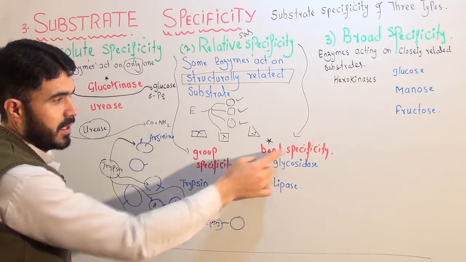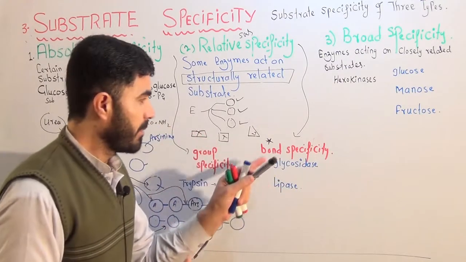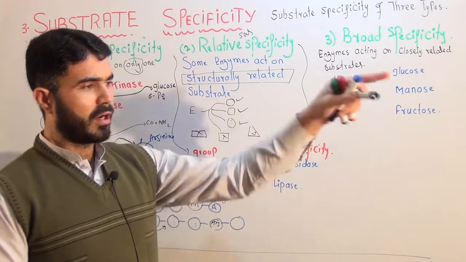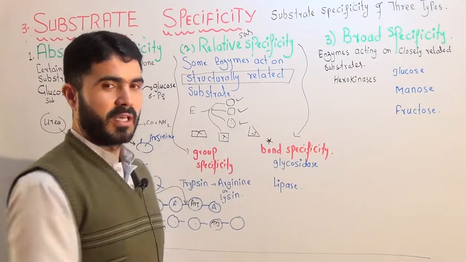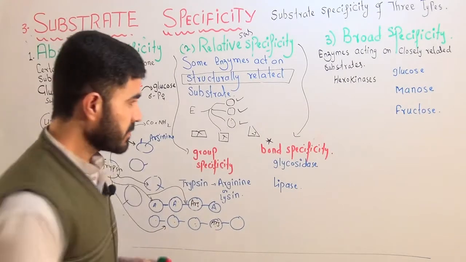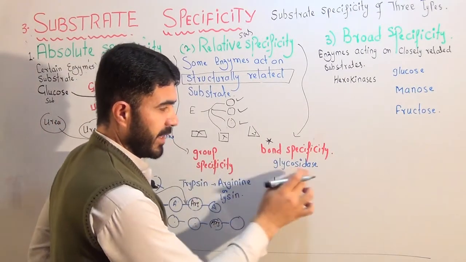In this case, the enzyme will be looking for the specific bond. If the bond is there, whether you are different or not, I will act on it. If the bond is not there, whether you are similar or different, I will not act. In this case, we have glycosidase.